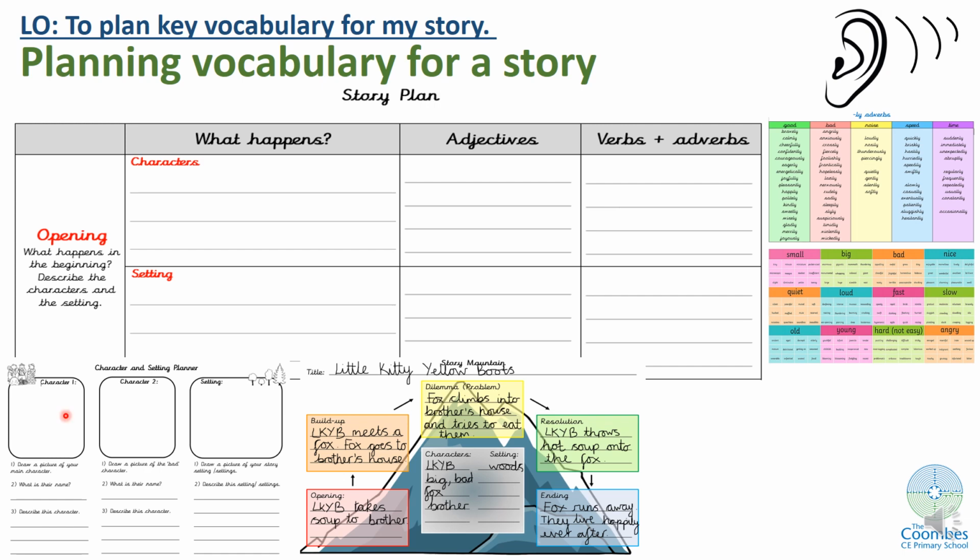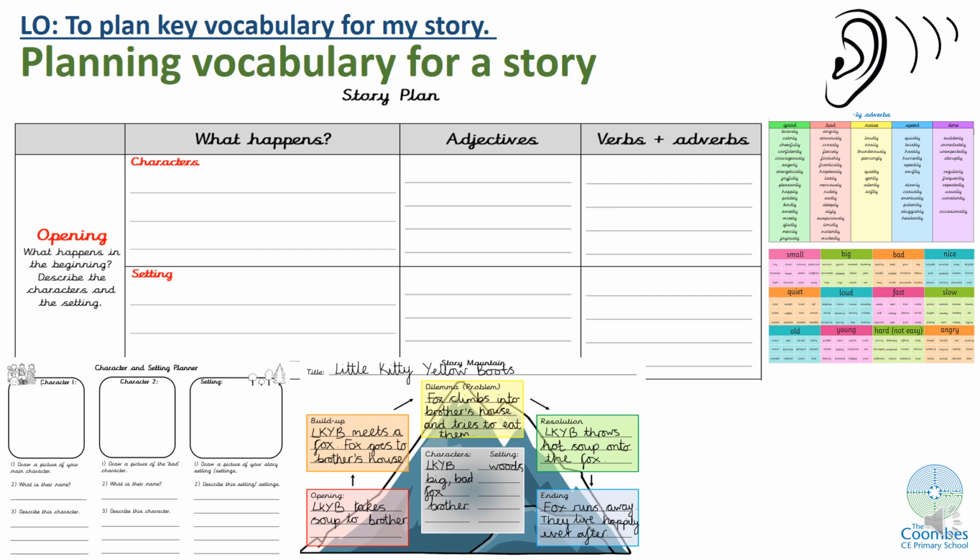So I have here my plan from yesterday, my story mountain, and that was my story of Little Kitty Yellow Boots. That's what I wanted to write about. Some of you will also have a character and setting planner, so if you chose to do that today, get that out as well because that could help you. So I'm going to be looking at my story mountain to help me. In the opening, it says, what happens in the beginning? Describe the characters and the setting.